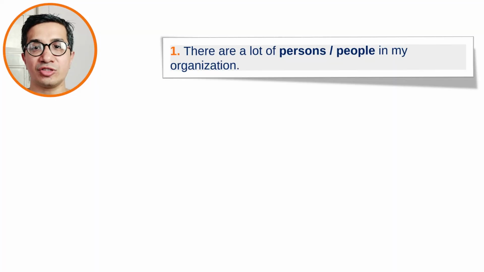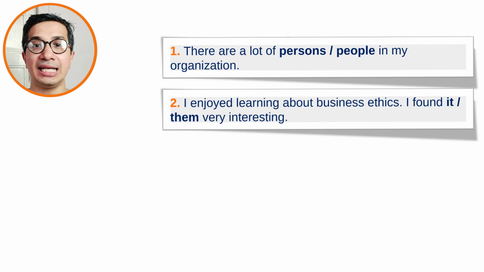Okay, take this quick test now for yourself. Strike off the incorrect word in each sentence. 1. There are lots of persons or people in my organization. 2. I enjoyed learning about business ethics. I found it or them very interesting.